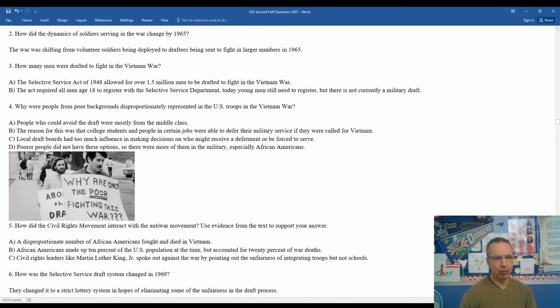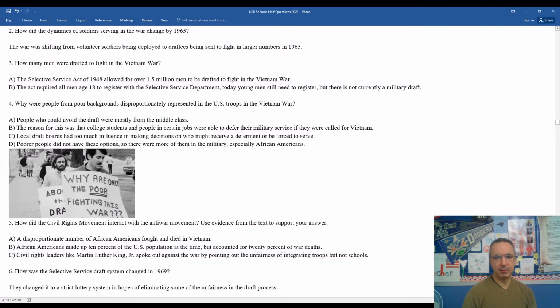A lot of these protocols were developed over the course of time, learning from what worked well and what didn't work well in previous wars, like World War I or World War II.